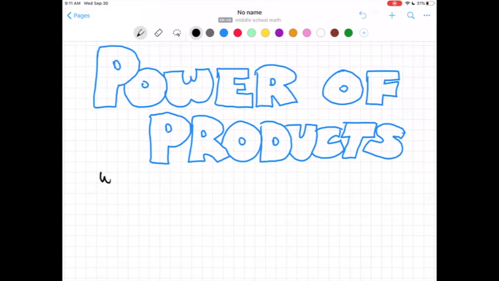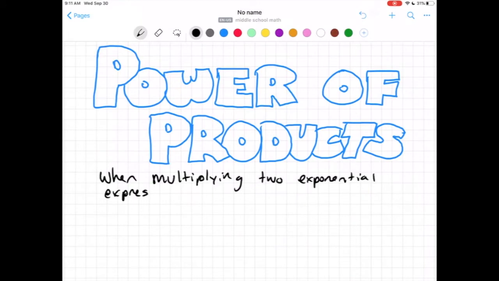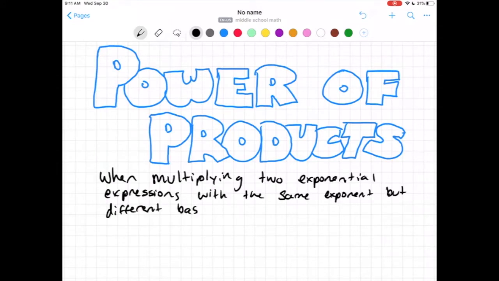Okay, so when multiplying two exponential expressions, and that just means numbers with powers to it, with the same exponent but different bases, multiply the bases and keep the same exponent.